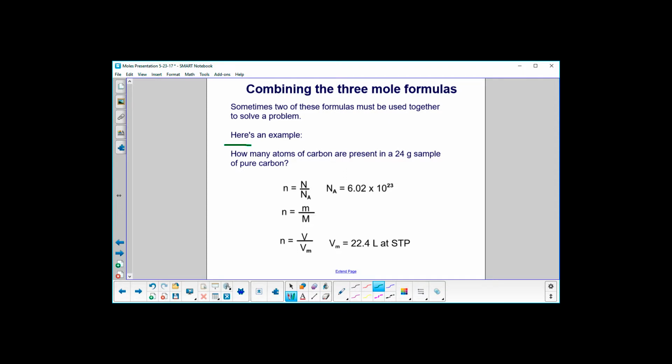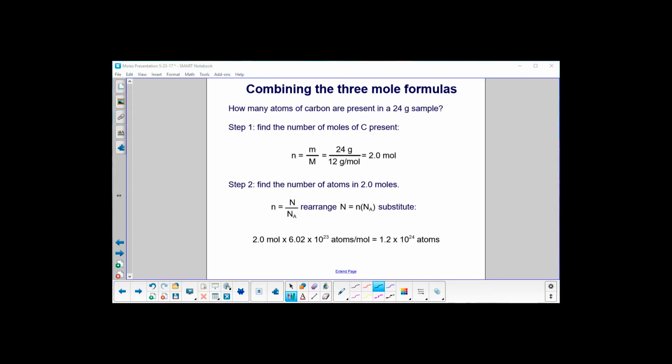So here's an example. How many atoms of carbon are present in a 24-gram sample of pure carbon? Here are our equations. Here's the number one, here's the mass one, and here's the volume one. So if you'd like, see if you can solve that on your own before going to the next slide. Okay, hopefully you got the answer. If not, here's how you would do it.